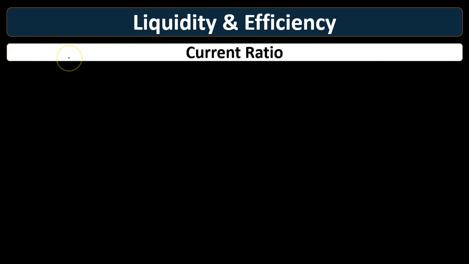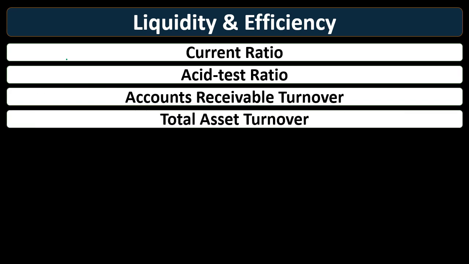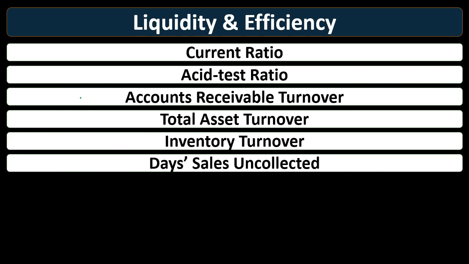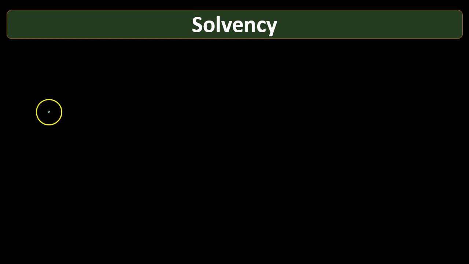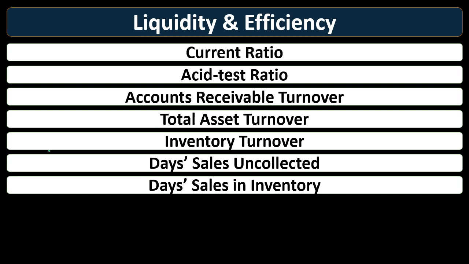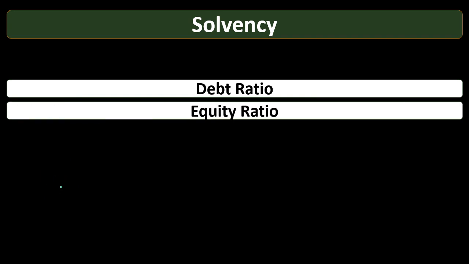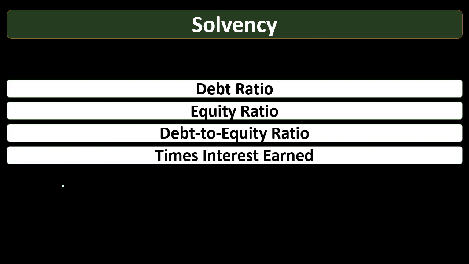So liquidity and efficiency, one of the most common ratios is the current ratio. We're just going to list them out here, and then we'll go through them in future presentations. The acid test ratio, the accounts receivable turnover ratio, the total asset turnover, the inventory turnover, the days sales uncollected, days sales in inventory. Then we have solvency type ratios. By the way, this group is going to be the largest group. So liquidity and efficiency, largest group. Solvency ratios, we've got the debt ratio, the equity ratio, the debt to equity ratio, and the times interest earned.